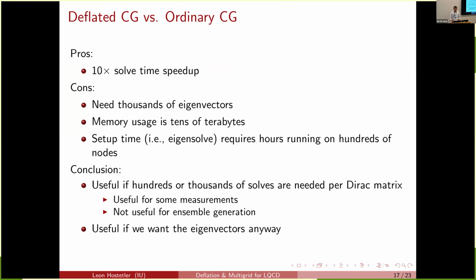So in terms of pros, we get a 10x solve time speed up. Drawbacks are we need thousands of eigenvectors, which means we have memory usage of tens of terabytes, and we have a large setup time that takes hours. So it's useful if we're doing hundreds or thousands of solves for each unique Dirac matrix, and that ends up meaning it's useful for certain types of measurements for us, but it's not useful for ensemble generation.